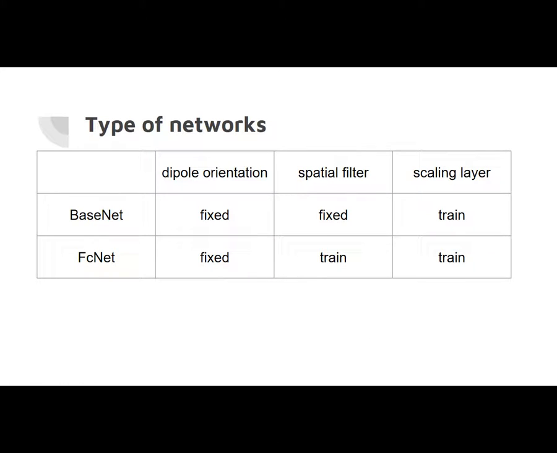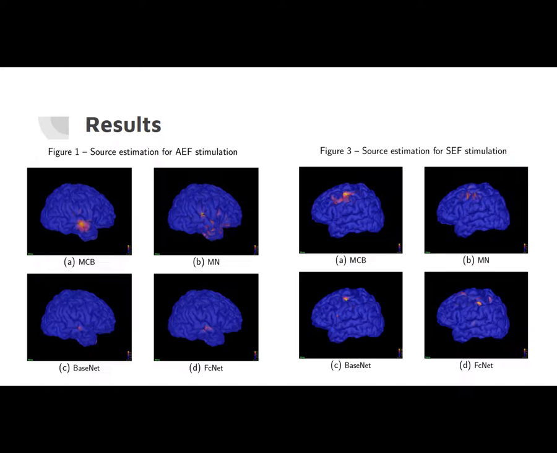There are two types of networks in our work. One is BaseNet, which trains the scaling layer only, which assumes the MCB result is good enough. The other is FCNet, which trains both spatial filter and scaling layers simultaneously, and therefore has much more powerful potential.